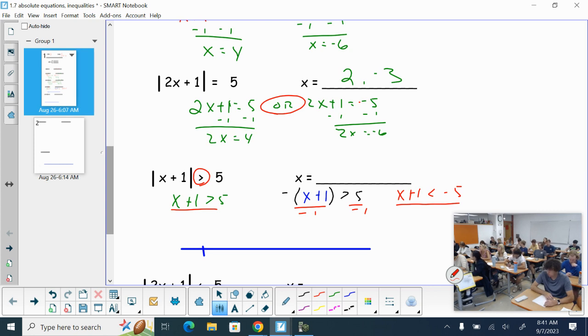Greater is or, less than is and. Everybody now. Greater is or, less than is and.